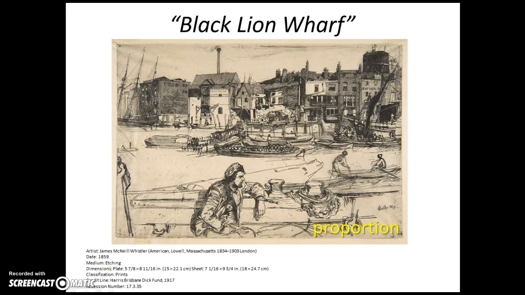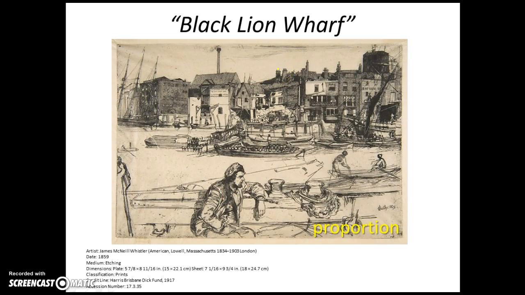So Whistler used proportion in this artwork to create space. What I mean by that is, in the foreground you have a subject here, but then in the middle ground you have sort of the coastline of this wharf area, and then you have background. So those three spaces alone create a visual space. There's a lot of depth to this artwork. We have something that's very close up and something that's very far away.